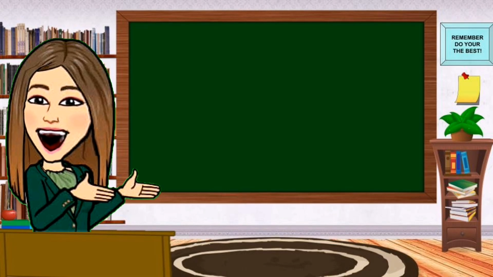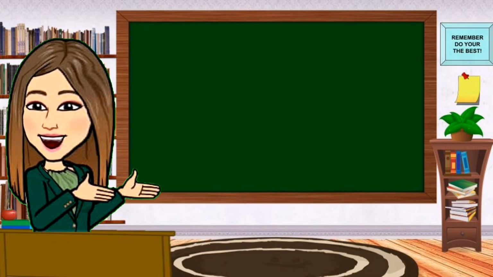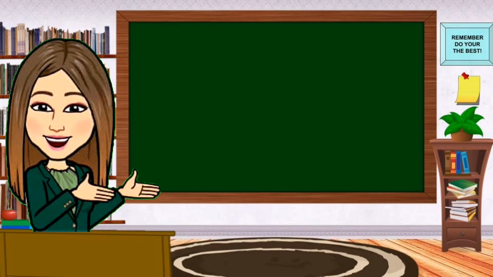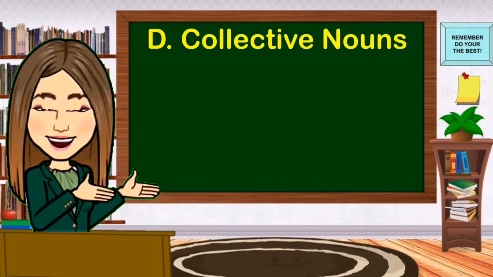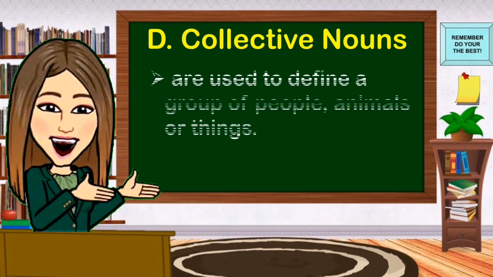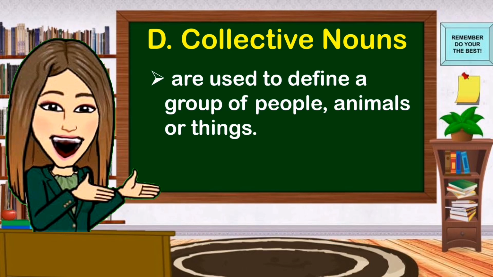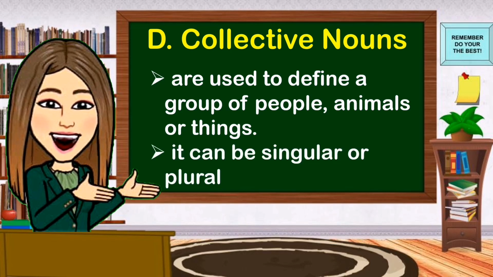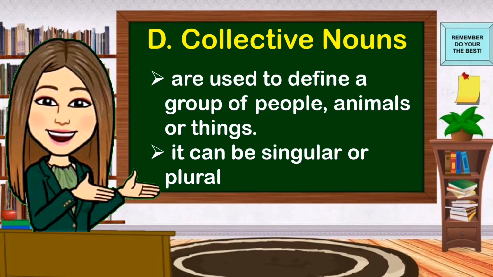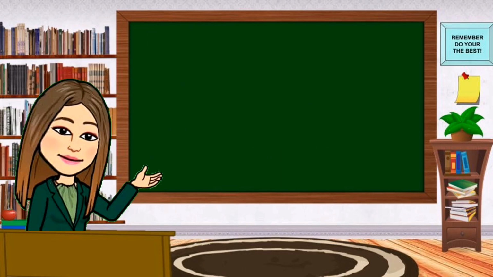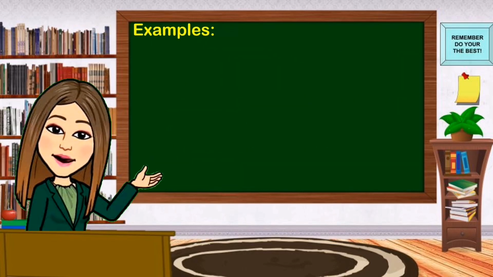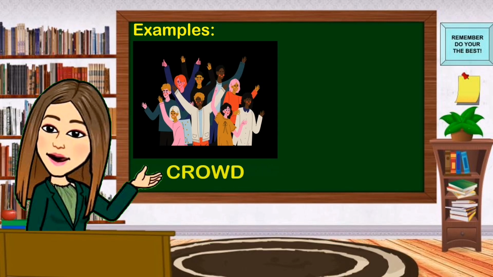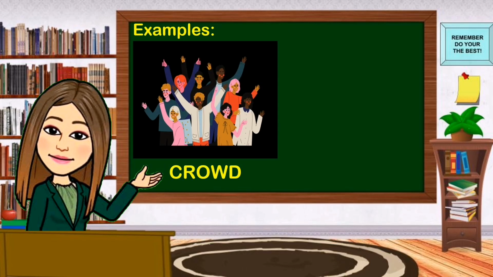Now, let's have our fourth kind of noun. It is called collective noun. Collective nouns are used to define a group of people, animals, or things. Collective nouns can be singular or plural. Examples: crowd refers to the group of people.